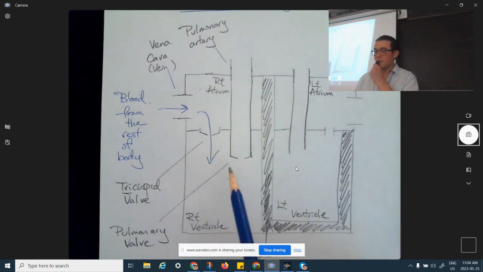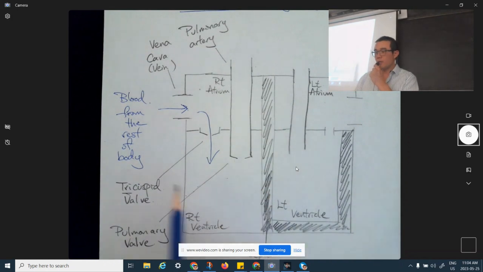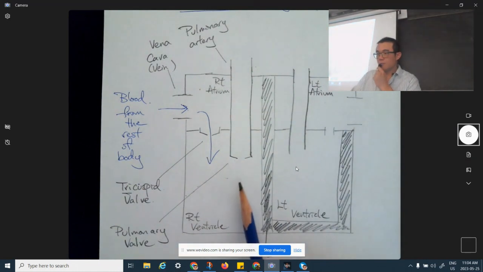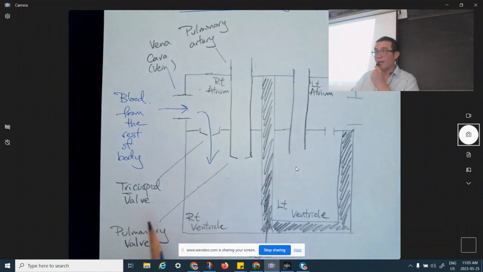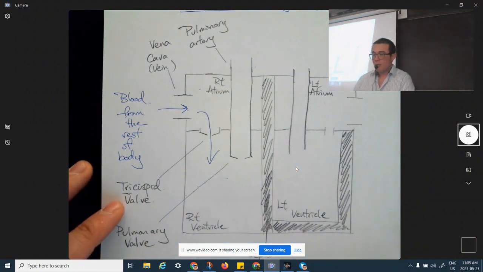Again, the valve is to make sure that when the right ventricle squeezes, blood will only go up this way and not back down to the atrium. And once it gets into the artery, it's not going to flow back. Very, very important. Okay.